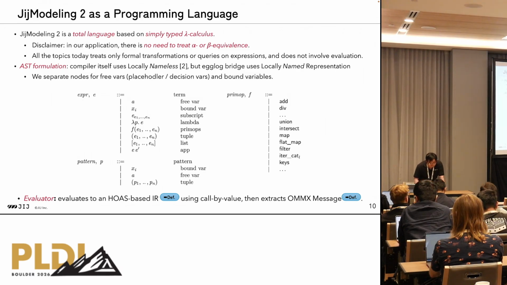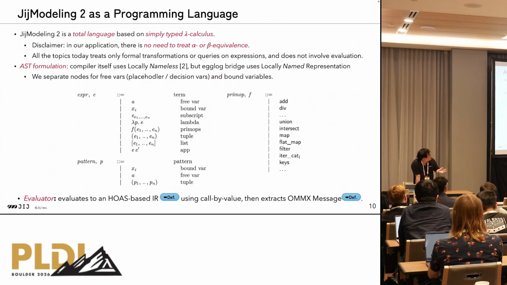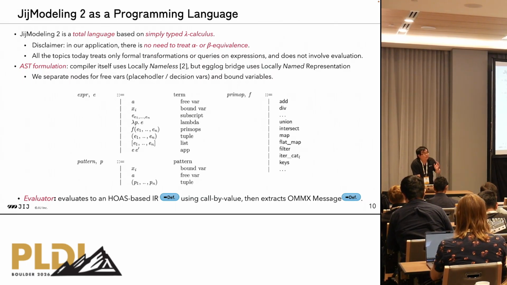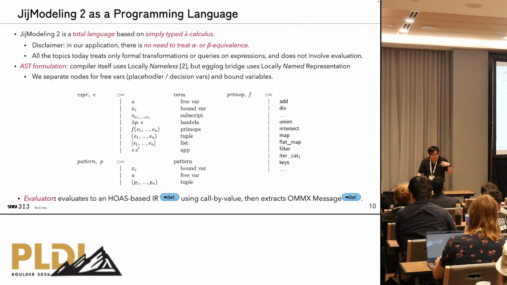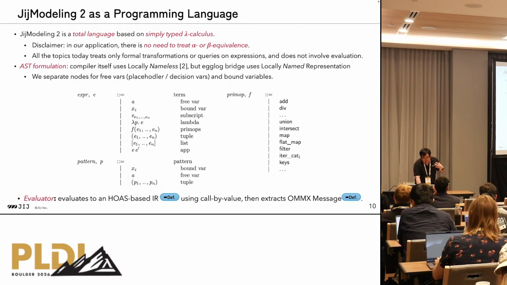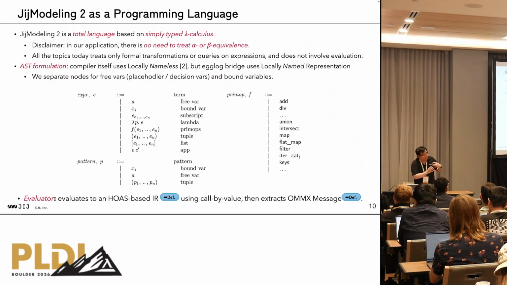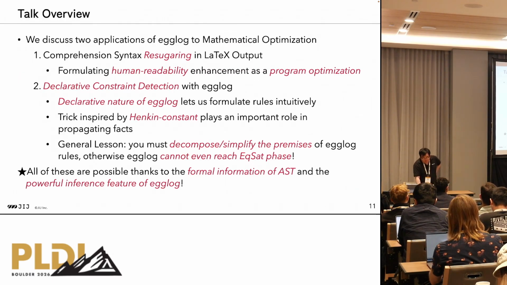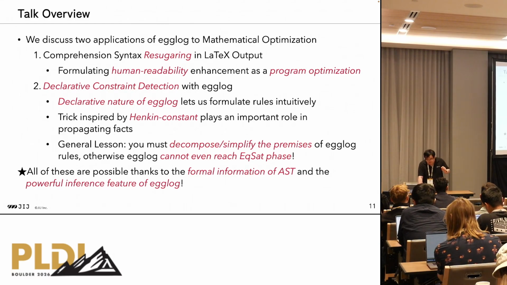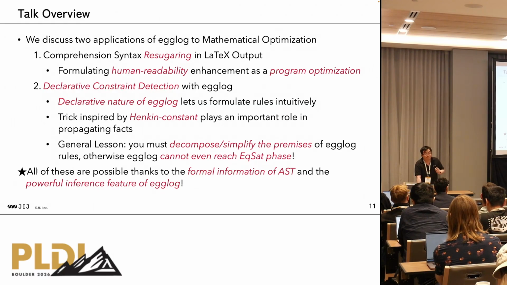JijModeling 2 can be viewed as a total programming language based on the simply typed lambda calculus. In applications, we do not need full alpha or beta equivalence, although some limited forms of substitution are needed in the second application. This is because we treat formal transformations and queries on expressions, not optimizing the behavior of the program. Okay, so as promised, the rest of the talk has two main topics. Both topics rely on the formal AST information and on the powerful inference mechanism provided by Egglog.